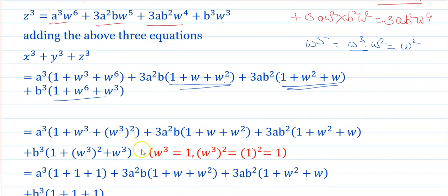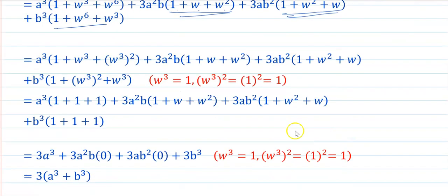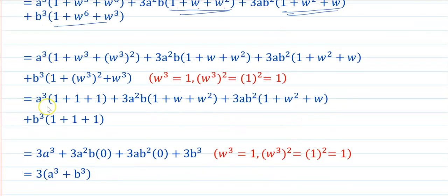Okay, no problem. Now next is this is the a cube. 1 omega cube. Omega raised to 6 can be written as omega cube bracket square, plus 3a square b, 1 plus omega square, plus 3ab square, 1 plus omega square plus omega. Okay. Next, a cube, 1 plus omega cube plus omega cube bracket square. This is the 1. Omega cube's value is 1. Omega cube is 1.